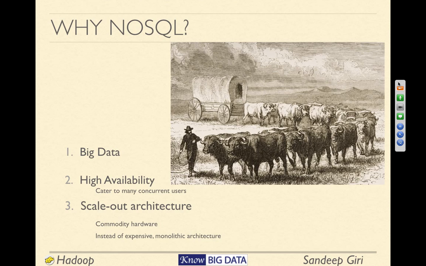So these are the main three reasons. First, big data. Second, high availability. Third is scale out architecture. Today you are serving 1 million users. Tomorrow you might be serving 10 million users and so on. So all you have to do in these cases is add more and more machines and you should be able to handle it. These are the three basic things for which we need NoSQL databases.